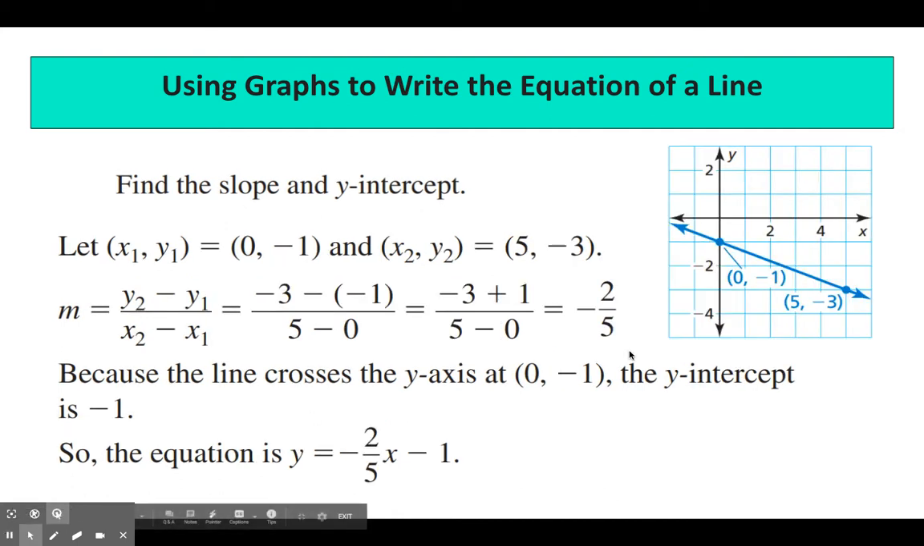Again, here you're starting with the graph and you're writing the equation from looking at this graph. We know our y-intercept and we can figure out our slope by going down 2 over 5. So it'd be negative 2 over 5, right? So we see this here, y equals negative 2/5 x minus 1. And that minus 1 reflects that our y-intercept is here at negative 1.